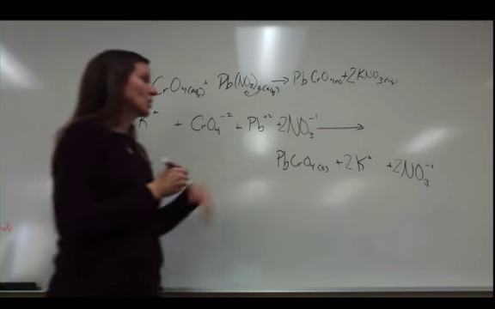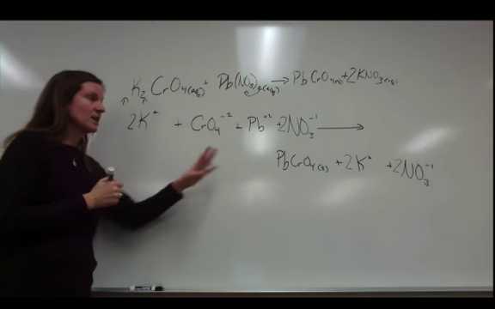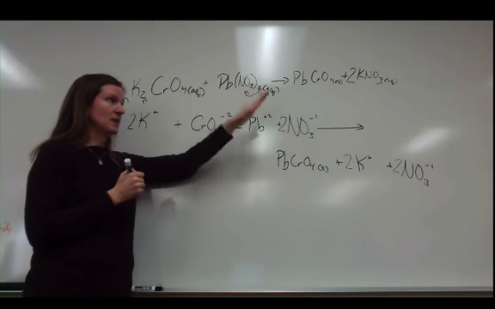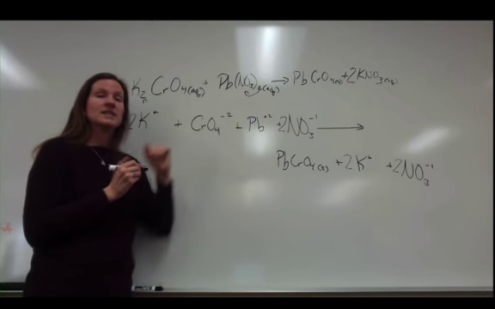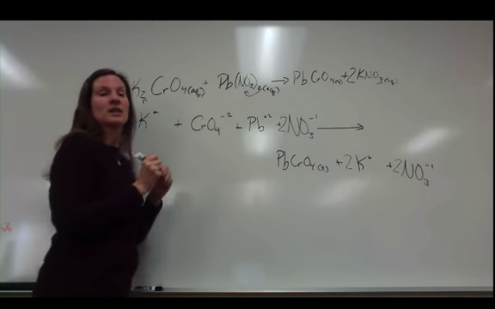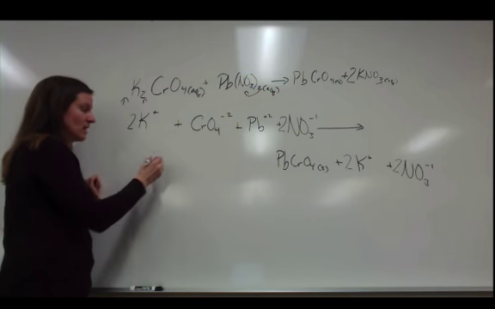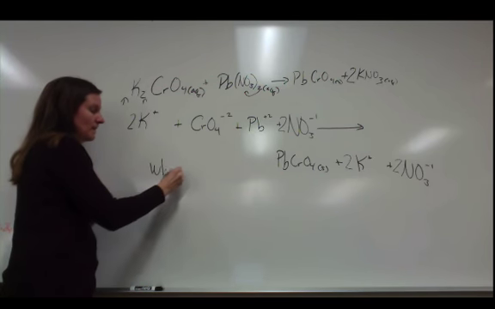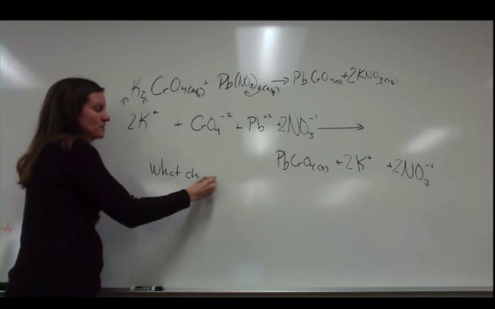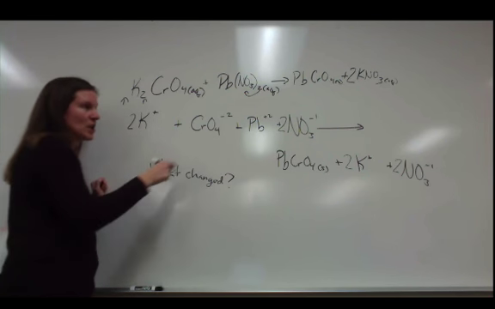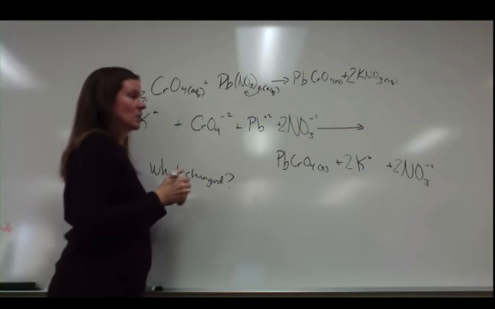So that's my total ionic equation. It includes every component that was in my double displacement reaction. To get to a net ionic equation, the question you ask yourself is, what changed? What changed is what you report as a net ionic equation.